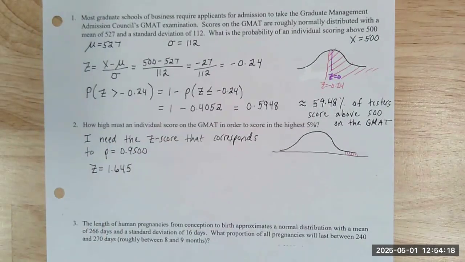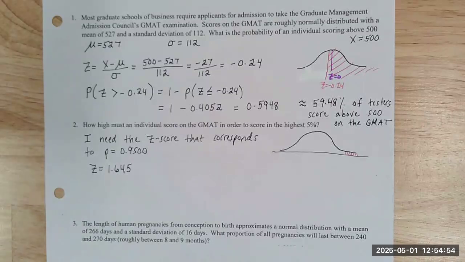Now, that's not the answer to the question, because it says, how high must an individual score on the GMAT in order to score on the highest 5%? If you say 1.645, you're saying they need to get 1.645 on a test that we just said most people had like over 500 on. So that can't be right. This is the z-score. We need to turn it back into the x-score. So remember when we did the last problem, we took the 500, that was the x, and we turned it into a z. Right now we have a z, and we need to turn it back into an x. So we got to do some algebra.